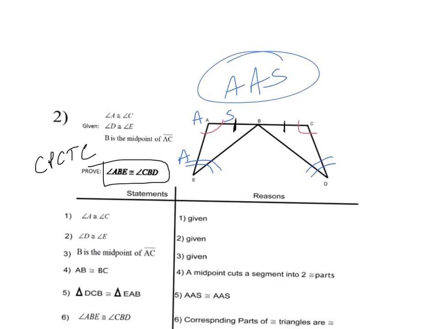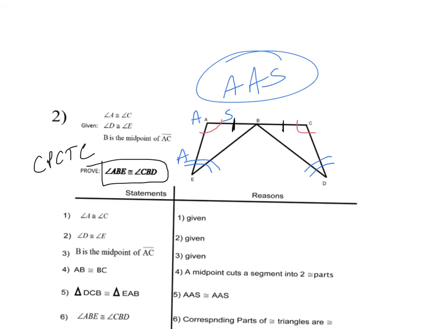The first part, I'm pretty sure you all have. A is congruent to C, given. D is congruent to E, given. B is the midpoint, given. AB is congruent to BC. A midpoint cuts a segment into two congruent parts. And then the second to last step here is that triangle DCB, which in essence is the triangle on the right, is congruent to triangle EAB, which is the triangle on the left.